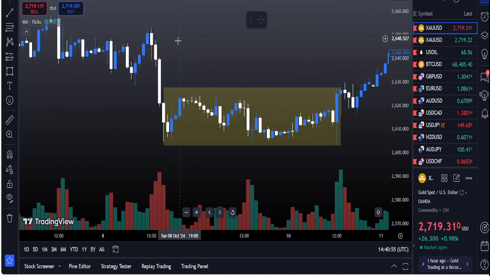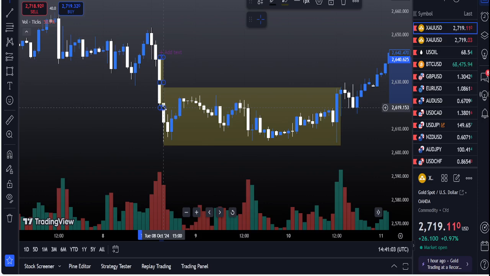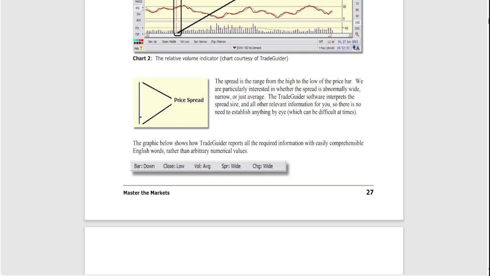Now this is the spread. Spread is the size of the candle. The range of the candle is called the spread. Let's suppose this is the range of the candle, and we call it spread. Simple. We have to use the candlestick chart. We don't use this bar chart. We will use candlestick charts.